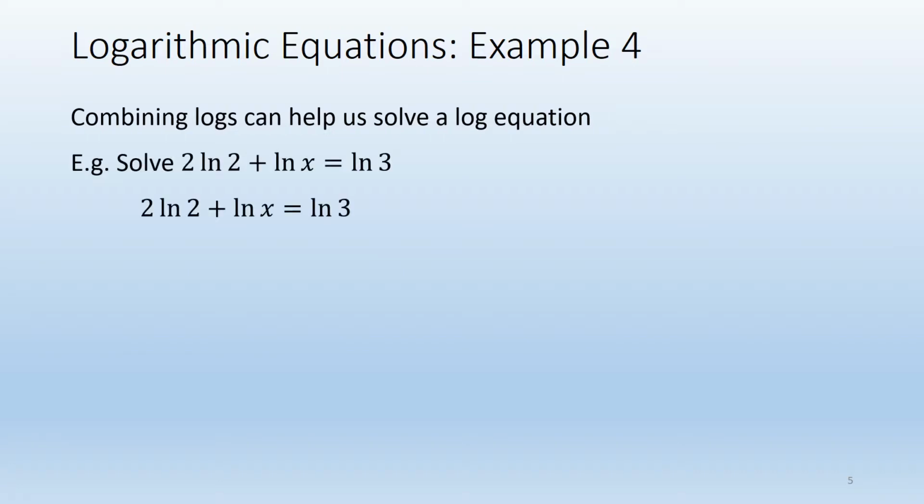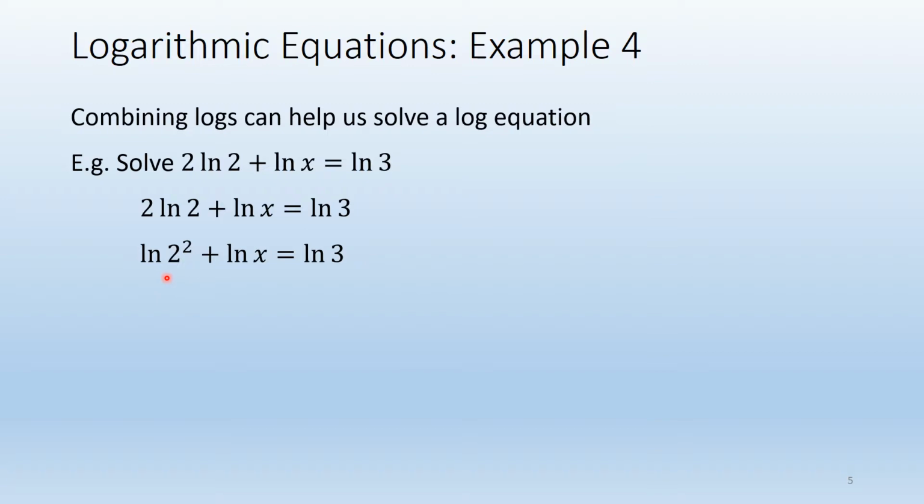So in this example, we have 2 times log of 2 plus the log of x equals the log of 3. Now notice that all of these logs are base e, all the same base, and so we can combine the 2 logs on the left-hand side. The first thing we need to do is absorb that 2 into the log. So we're using the law that says if we have an index in our log, we can multiply it out. We're using that in reverse.